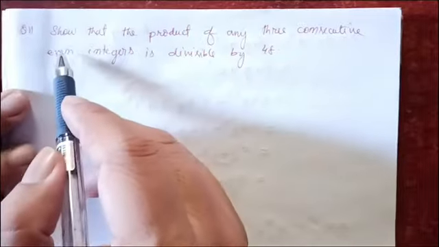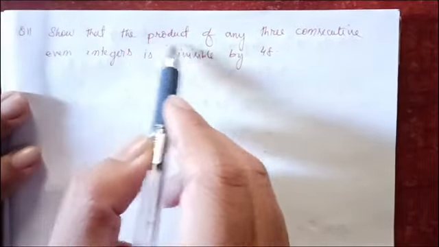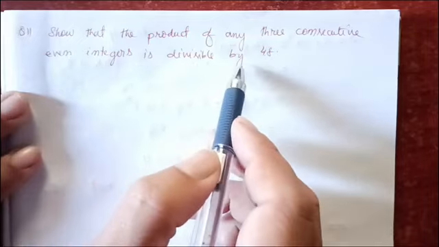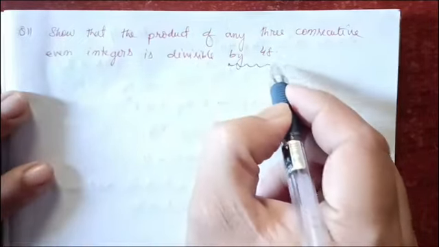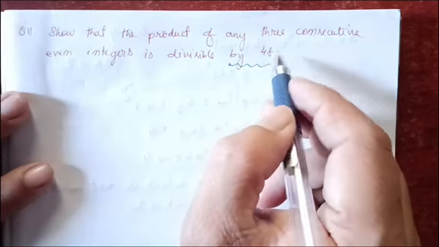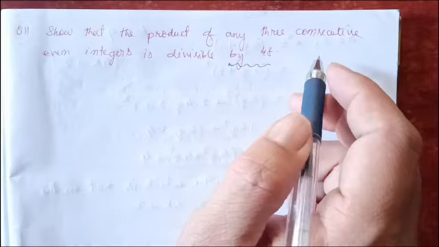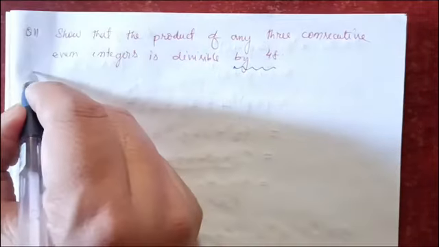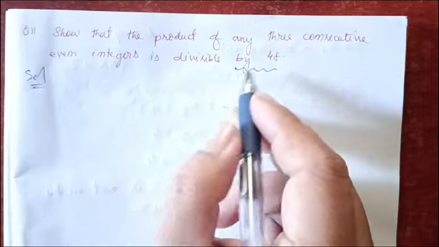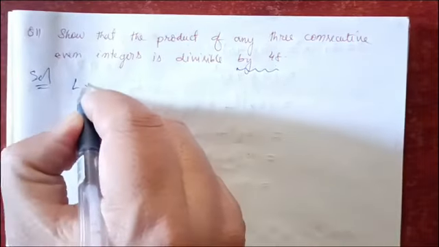Okay, we come to the last question. Show that the product of any 3 consecutive even integers is divisible by 48. Now the question is by 48, so we will be using the number 48. So this type of question we have done many times. Okay, see, since the number is 48, you take 48.